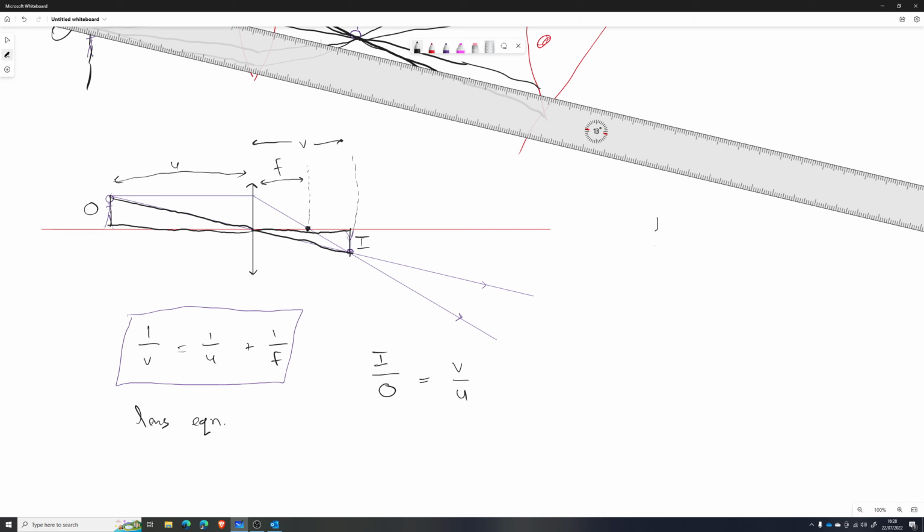Don't panic, mathematicians. That is an O, not a 0. I've not gone crazy.